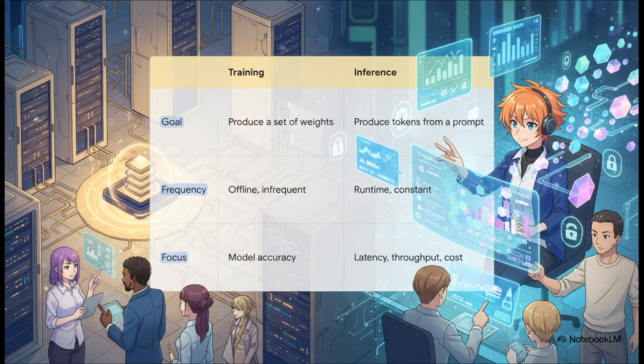This table really spells it out. Training is this massive, crazy expensive, offline job that you do once in a while to create a set of weights. Inference, on the other hand, is what happens at runtime, constantly. It's where we load up those weights, take in prompts, and spit out tokens. As engineers building products, our world is almost entirely on the inference side. We care about latency, throughput, and cost. This is the part that's live.